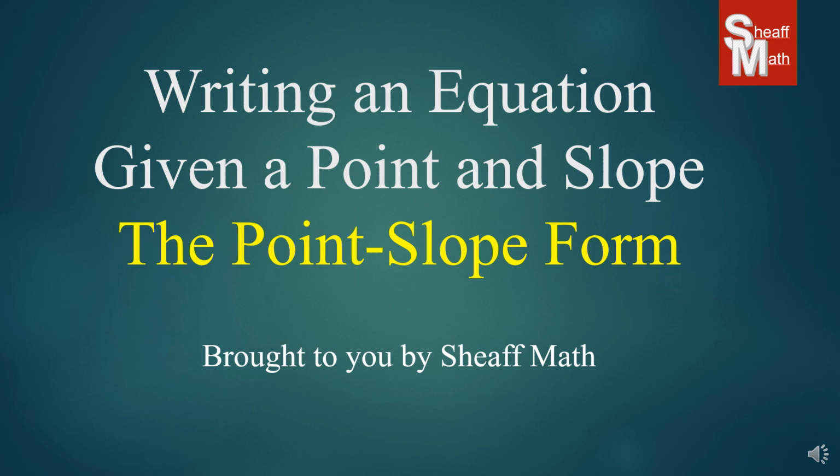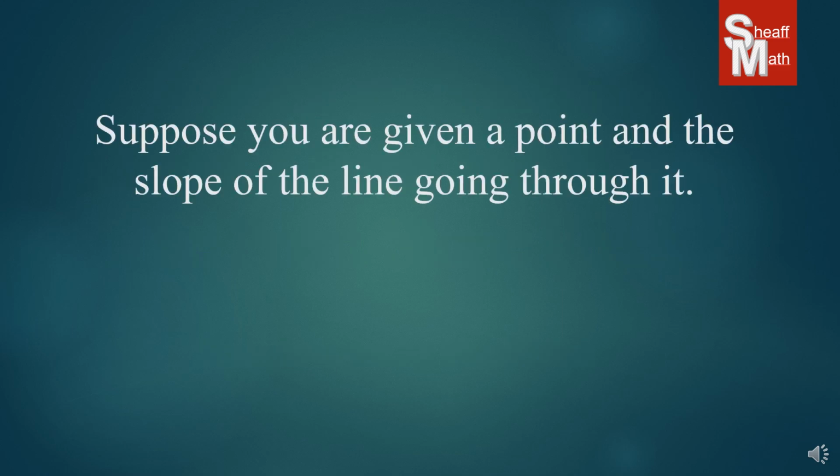In today's lesson, we're going to be writing an equation given a point and the slope of a line, and we're going to be putting it into point-slope form. Now, suppose you're given a point, 5, 7, and the slope of the line going through that point. In this case, our slope is 4. What we're going to do is find out what the equation is of that line.